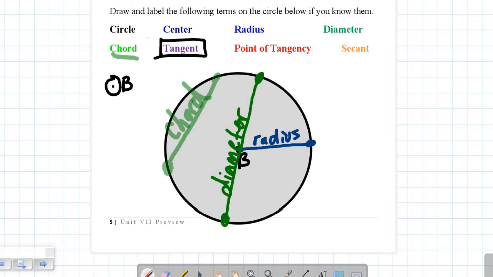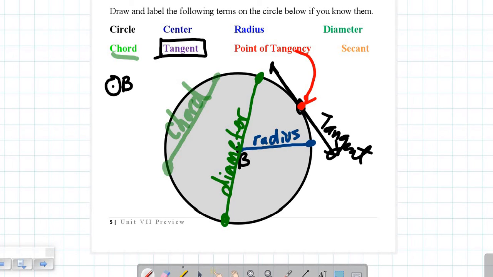You're going to draw a line or a segment that touches a circle at one point. So it just touches the circle at one point. That is called a tangent, either a segment or a line. And of course, that dot would be the point of tangency.